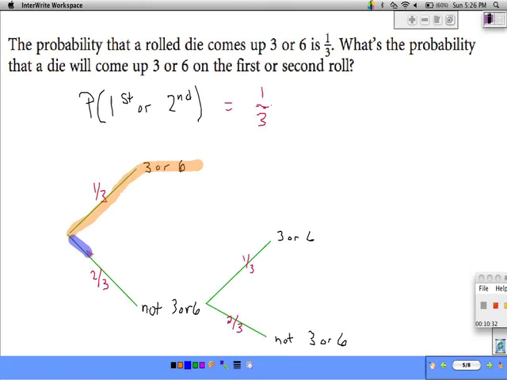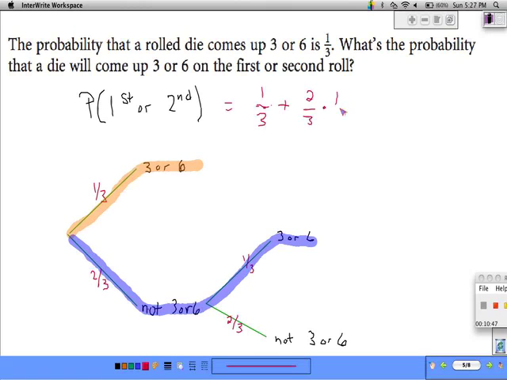Or we could take this branch going down through the not 3 or 6 and then get a 3 or a 6. And using our skills from last section, we would multiply those probabilities. 2/3 times 1/3. And now we can simplify. 1/3 is the same thing as 3/9. And you see, doing it this way, we also get 5/9 as our probability.